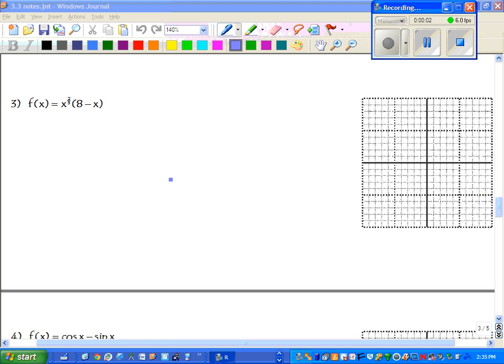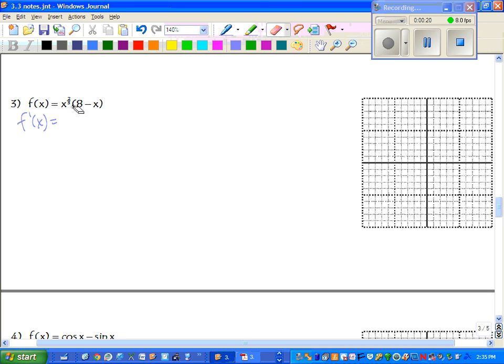Alright, for number 3, we're going to go ahead and find our critical values by taking the derivative and figuring out when it's equal to 0 or when it does not exist. So when taking the derivative here, we could actually make this a little bit easier on ourselves. Let's go ahead and actually rewrite what this is equal to.